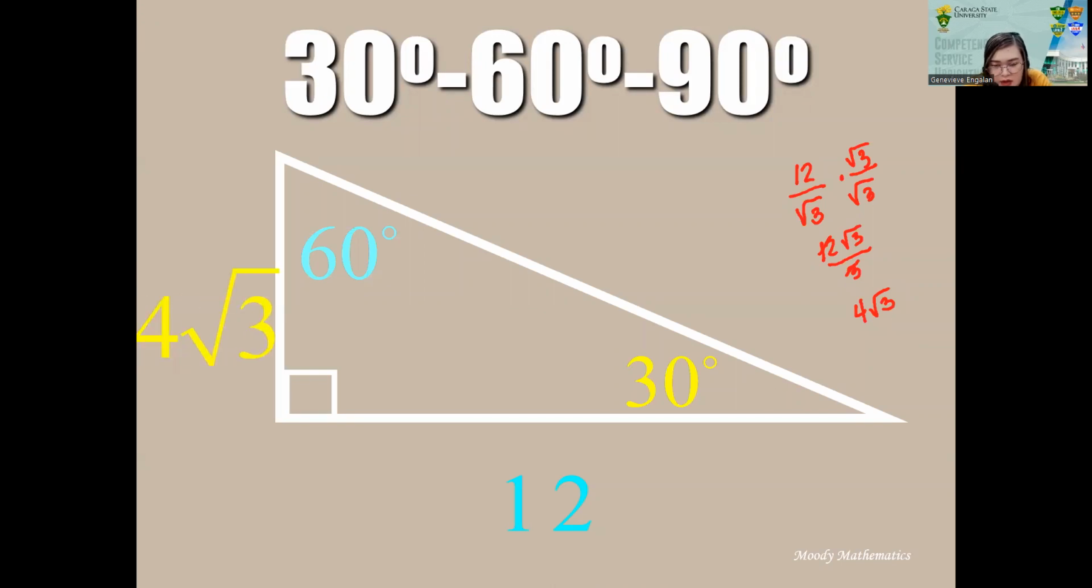Okay, so how about the hypotenuse? 8 square root of 3. So multiply lang na nato og 2 ang 4 square root of 3. So you have 8 square root of 3.